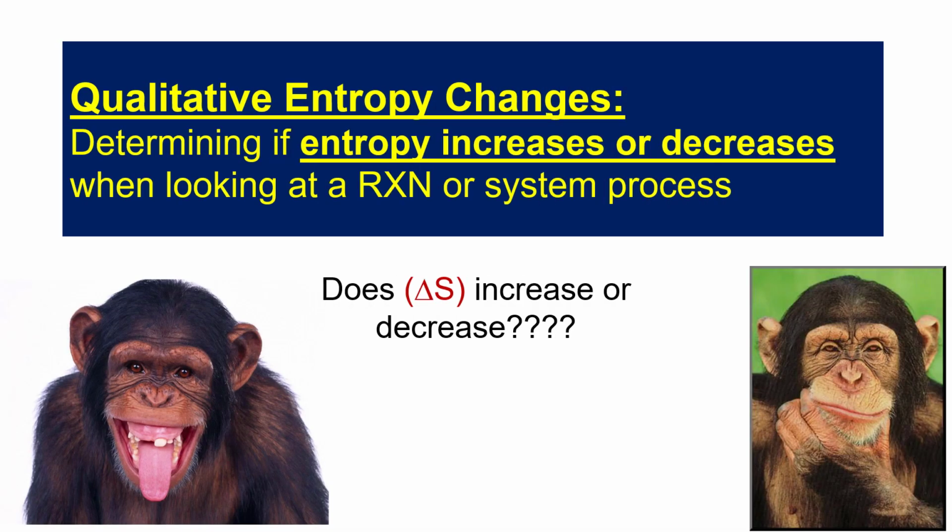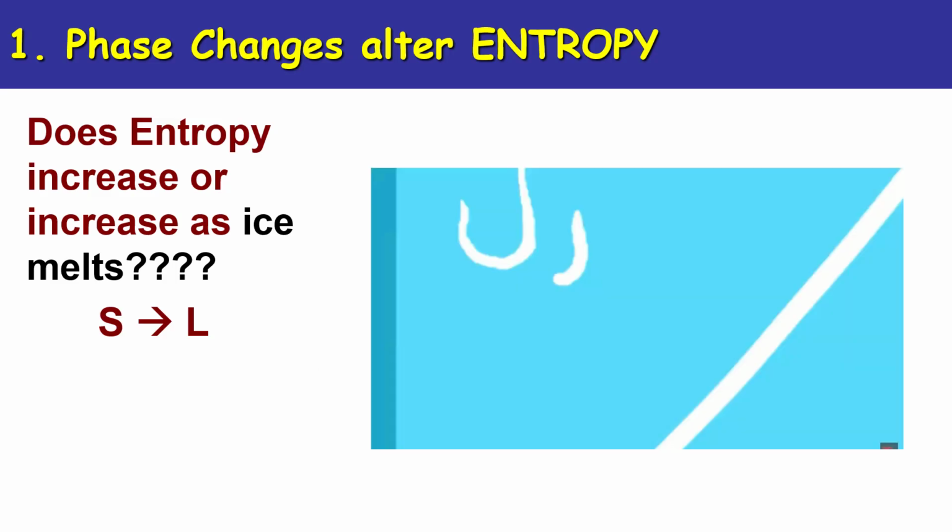So in terms of the chemistry, let's start looking at qualitative entropy changes and determine if the entropy will increase or decrease when looking at a reaction or some system process. Of course, we have our two thinking monkeys here, so get your thinking caps on and let's go.